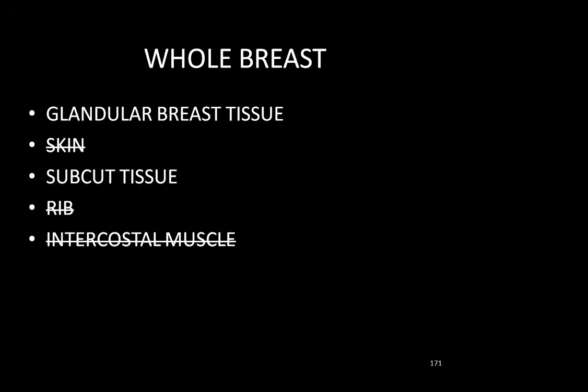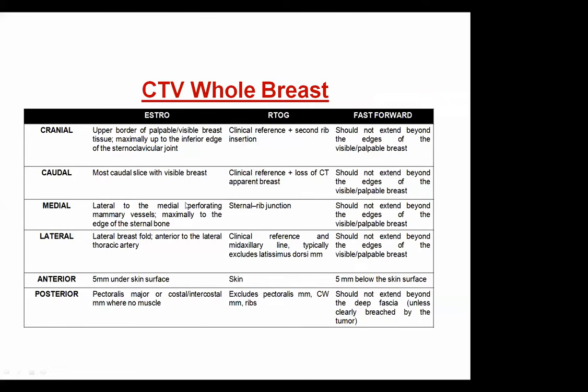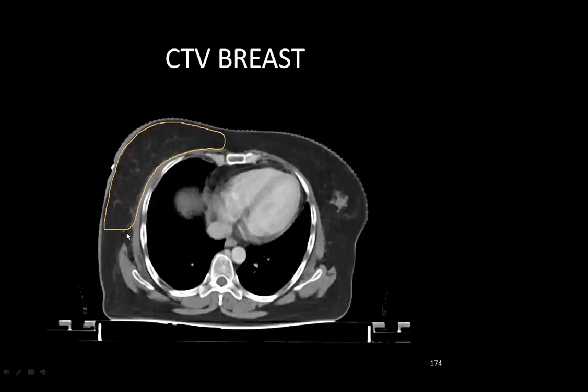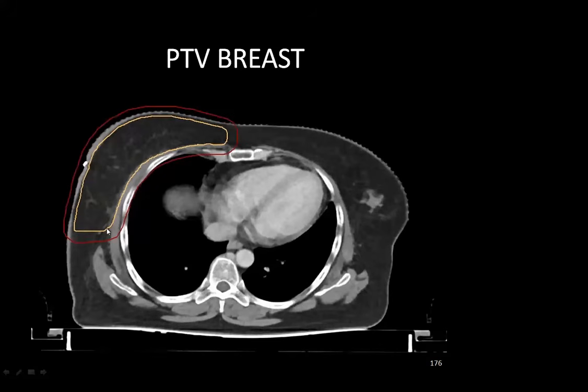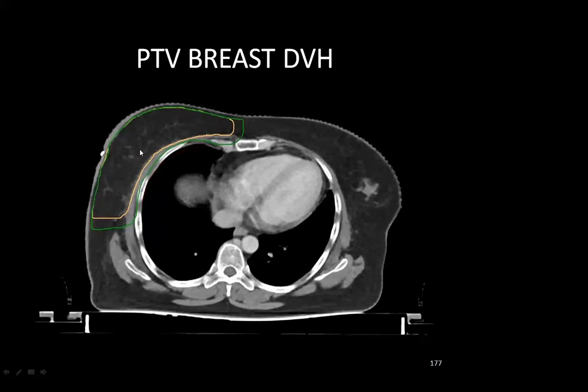Same thing for the whole breast: you need not include the skin, rib, or intercostal muscles at all. Only the glandular breast tissue and subcutaneous tissue have to be included. Again there are various guidelines; you can go through them. This is the lateral thoracic artery, and this is the internal thoracic artery. So you can contour this area. No need to contour the skin, and no need to include the intercostal muscles and ribs. Then you give the PTV breast a 1 centimeter margin, then deduct 0.5 centimeter from the skin and 0.5 centimeter from the chest wall. So this will be your PTV evaluation and DVH.